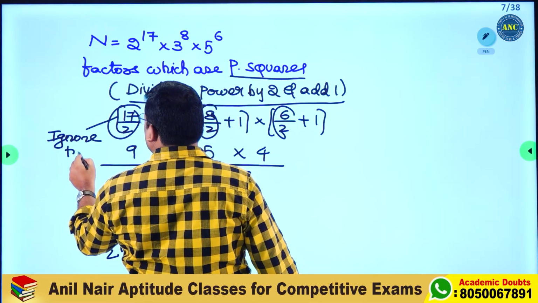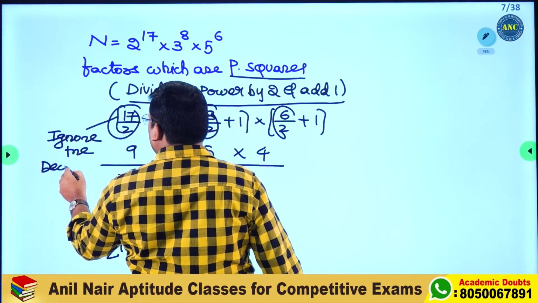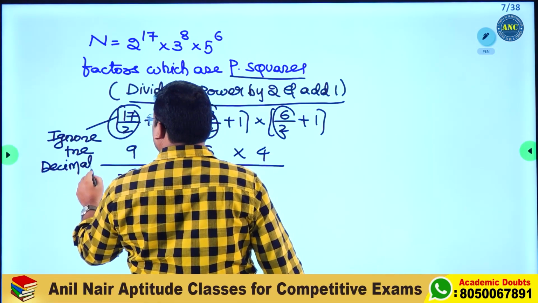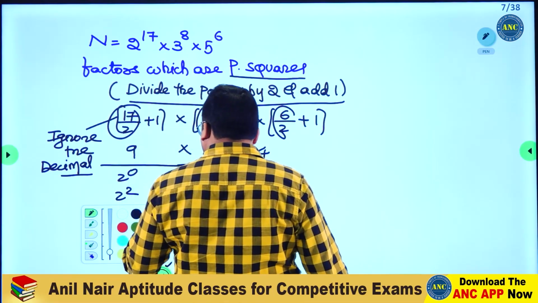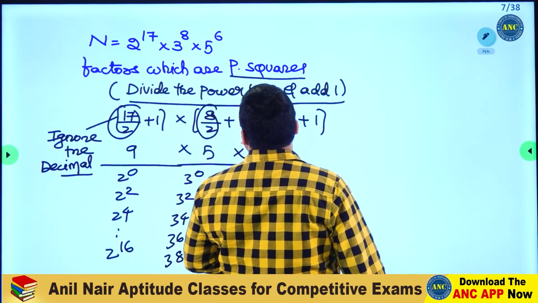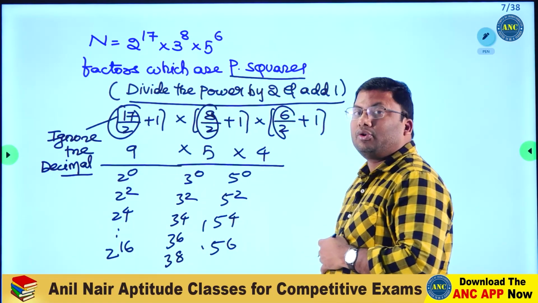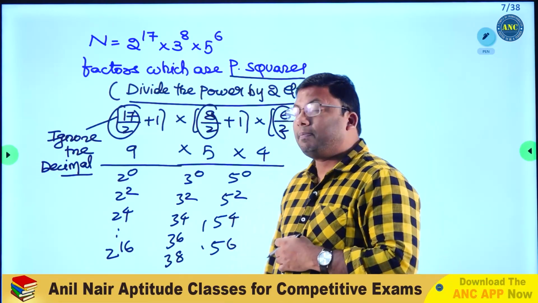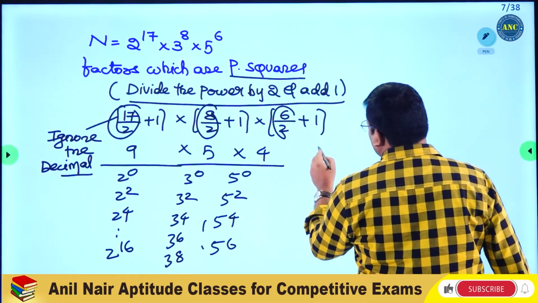Please ignore the decimal value. Ignore the decimal. I hope the idea is clear. For the same number, if we have to find the factors which are perfect cubes, how to find it?